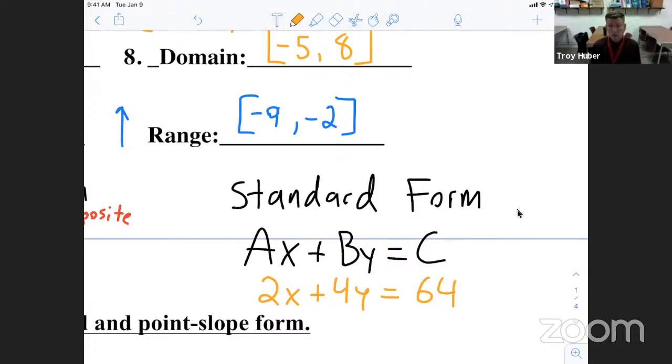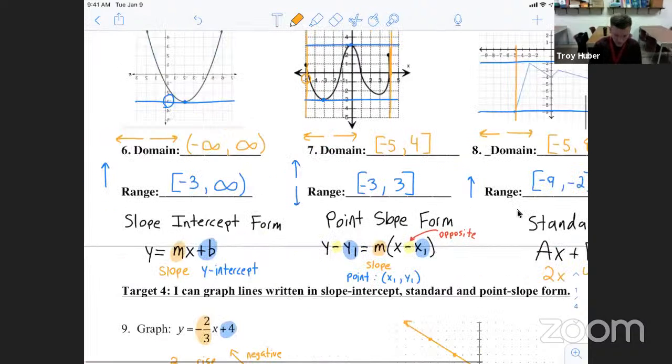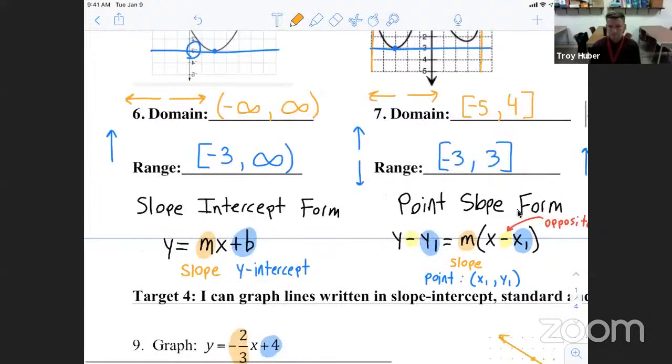Now we could convert standard form to be either slope-intercept or point-slope form, but it's just extra steps. So my favorite is this slope-intercept form. I don't know, I just feel the most comfortable graphing that one.